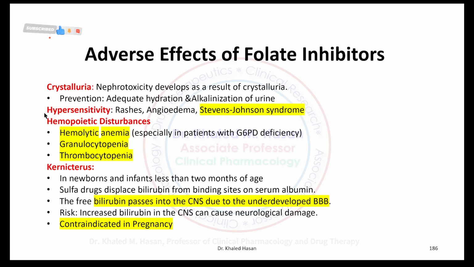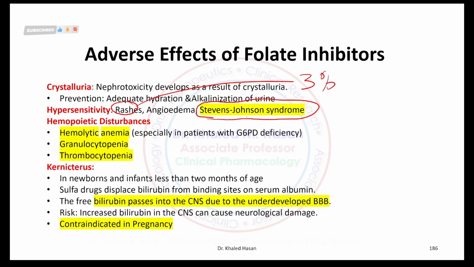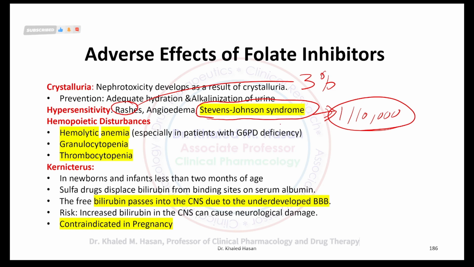Number two, we have hypersensitivity. Sulfa drugs are considered one of the most important antibiotics that cause allergy. About 3% of the population may suffer from allergic reactions, such as a skin rash or urticaria, and there is a very rare and life-threatening side effect called Stevens-Johnson syndrome, occurring in about 1 in 10,000 or maybe more. It's very rare, but it's very life-threatening.